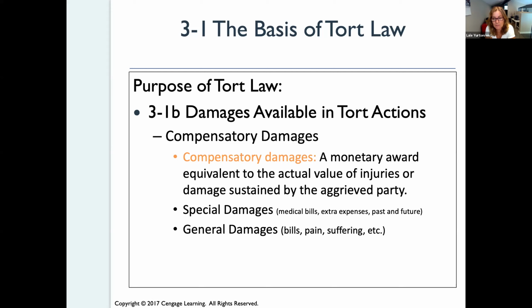So compensatory damages is defined as a monetary award equivalent to the actual value of injuries or damages sustained by the aggrieved party. There are special damages and general damages. Like it says, special damages would be medical bills, any additional expenses you had as a consequence of this incident happening, and general damages are pain, suffering, and so forth, right?